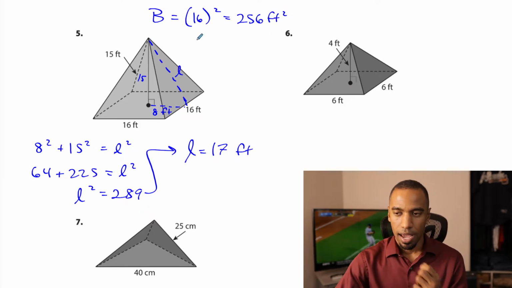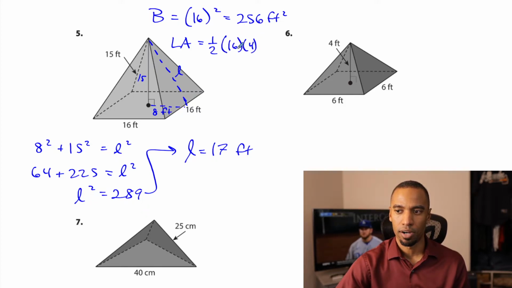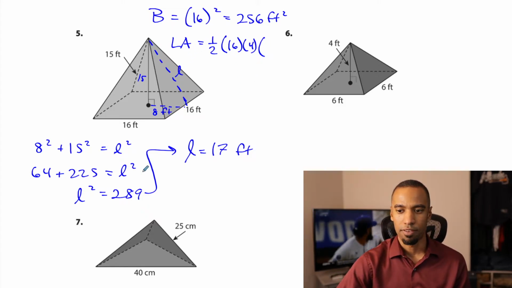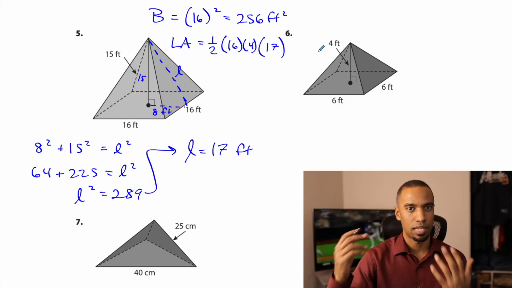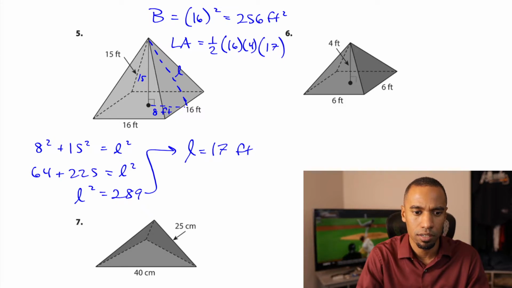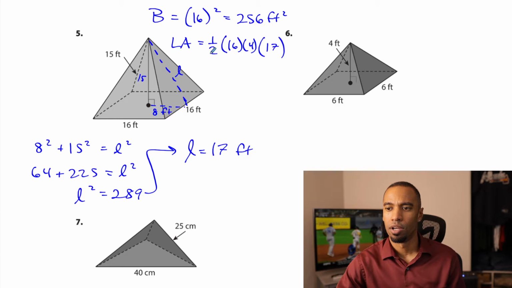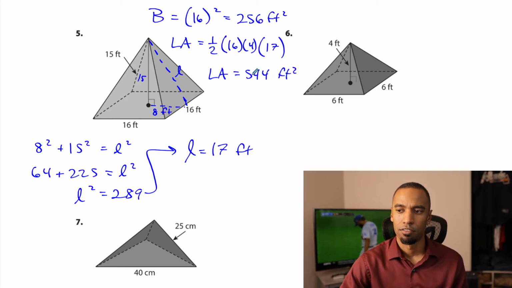There we go. And then the lateral area is going to be 1/2 the perimeter times the slant height. The perimeter is 16 times 4, because there are 4 16s there. The slant height is what we found here, 17. So we got to do 16 times 4 times 17, all divided by 2. Let me just calculate that one here. Looks like we're going to be getting 544. So the lateral area is 544 square feet.